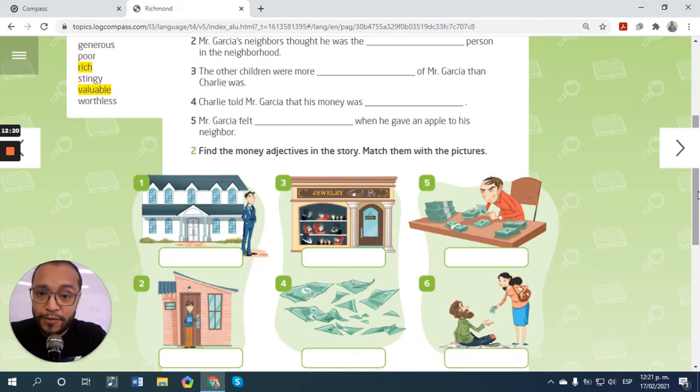Yes, so be careful with your valuables when you are in the shopping mall, when you are in the airport. Don't leave your suitcase around without any supervision.